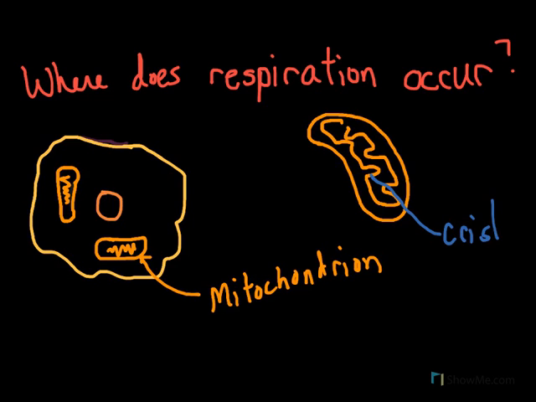Cristae is where the chemical reactions within the mitochondria for cellular respiration actually occur. It contains enzymes that help this reaction occur faster, and that's where the glucose is actually broken down into carbon dioxide, and energy is being released in the form of ATP.